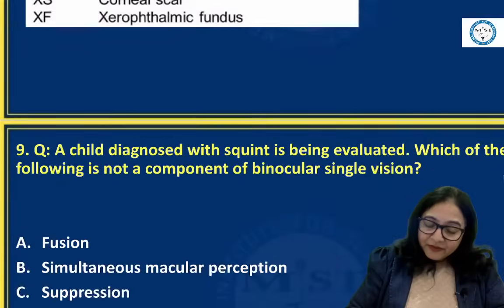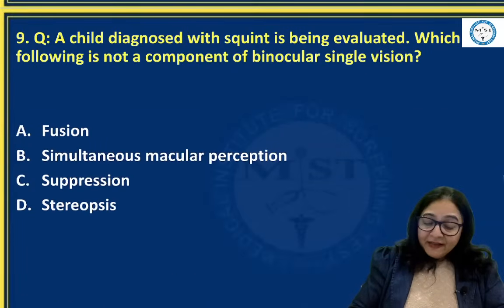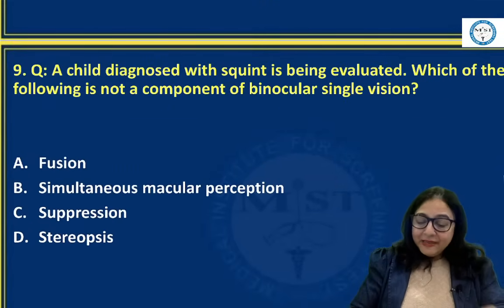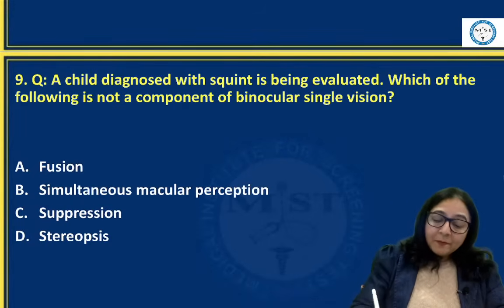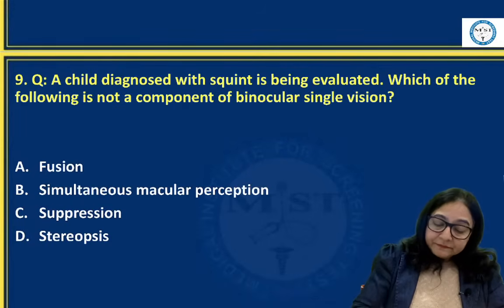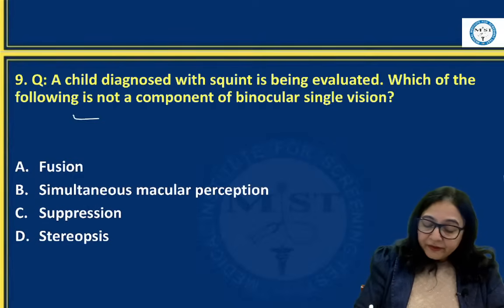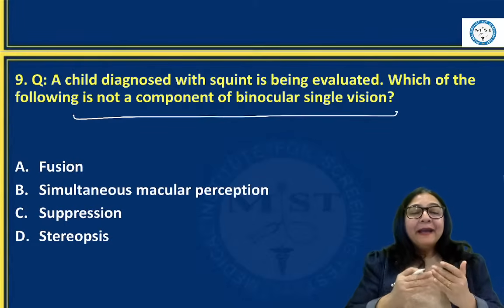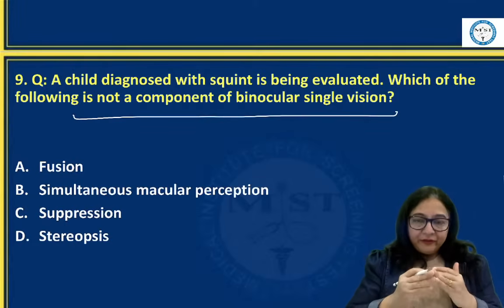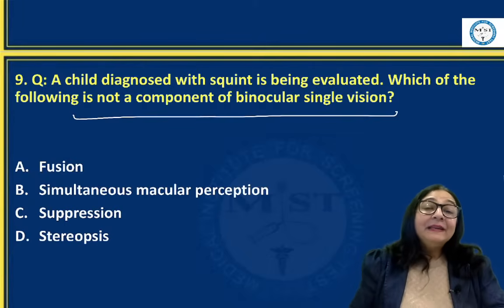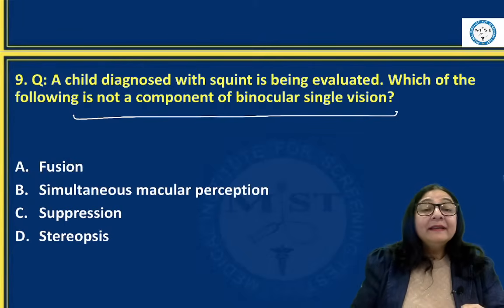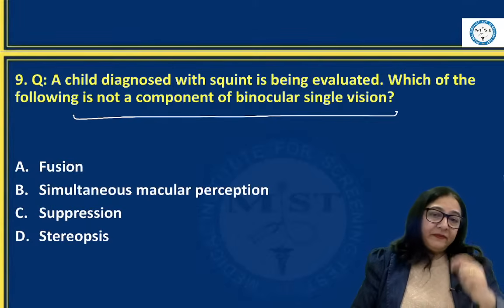Okay, moving on to the next question. A child diagnosed with squint is being evaluated. Which of the following is not a component of binocular single vision? So what are the options? Fusion, simultaneous macular perception, suppression, stereopsis.